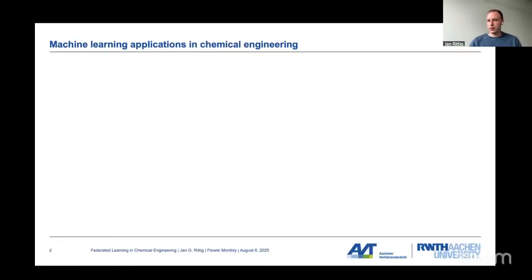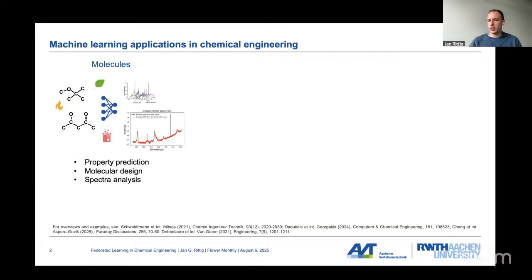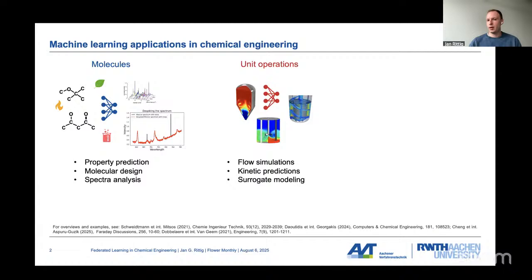And the motivation for this project lies in the significant increase in machine learning applications for chemical engineering in recent years. In fact, machine learning has been applied on the molecular scale, for example, for property prediction, molecular design, also spectral analysis, and so on. Then also for unit operations, so a bit larger scale, for example, flow simulations, kinetic predictions, also surrogate modeling of specific unit operations in chemical processes.